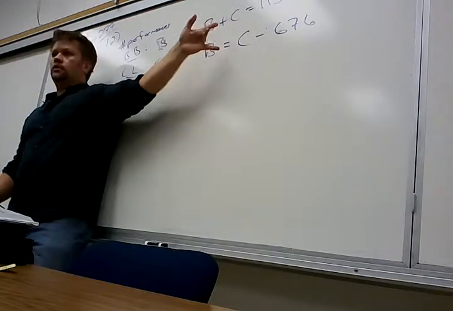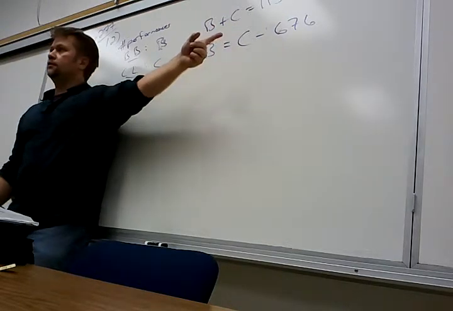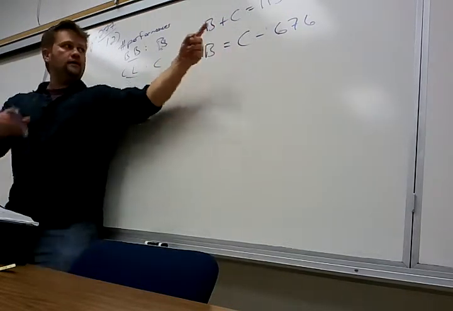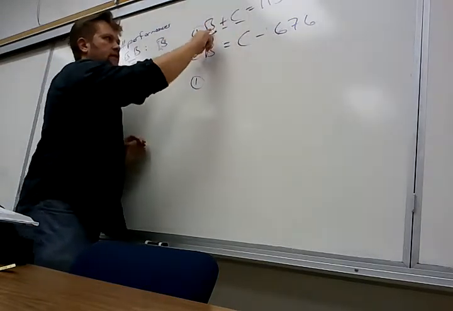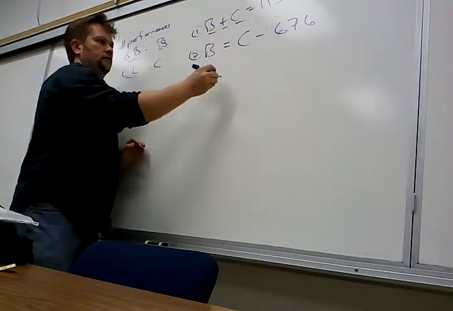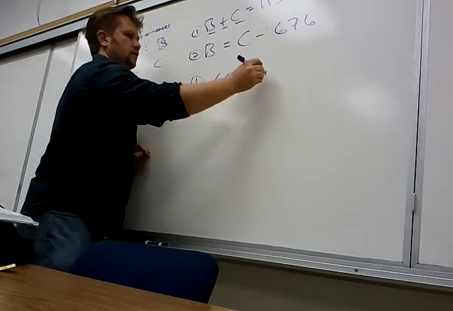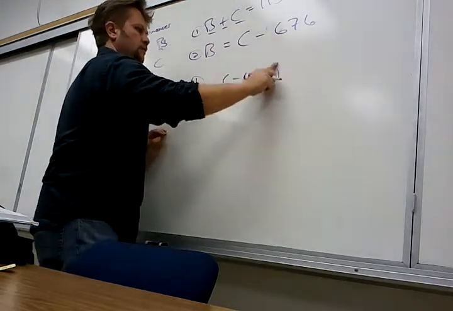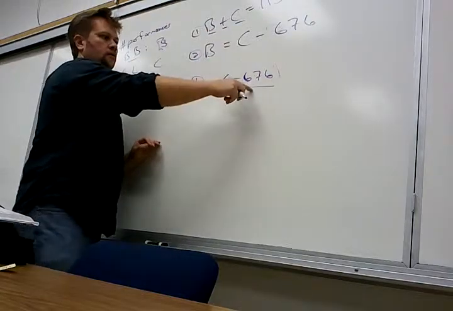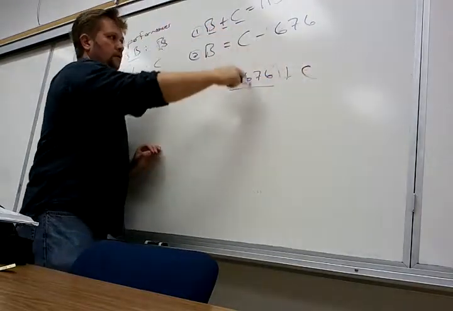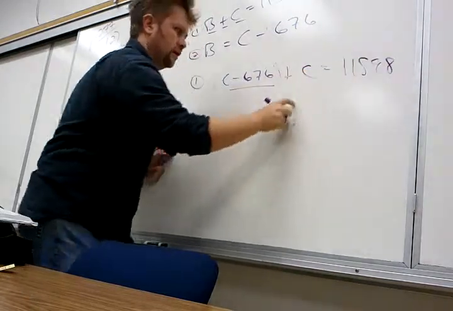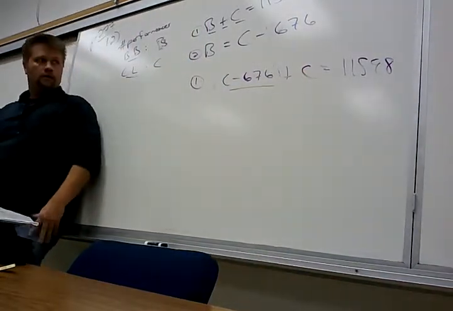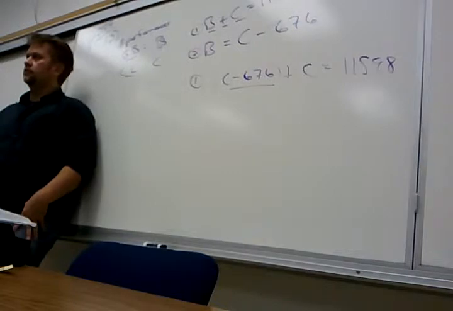Now, what process can you use? Substitution. I love it. It's set up beautifully for substitution, right? B equals that. So in number 1, I can write B plus C, but instead of B, I write C minus 676. So B plus C is 11,598. And now I can solve from there. Not too bad.